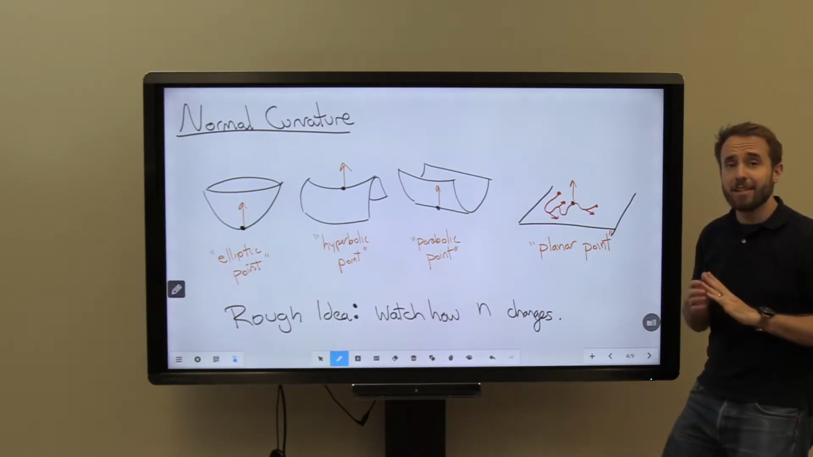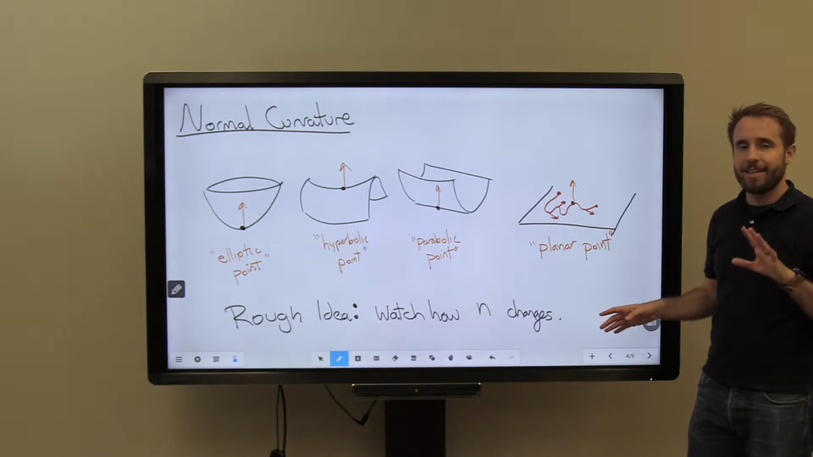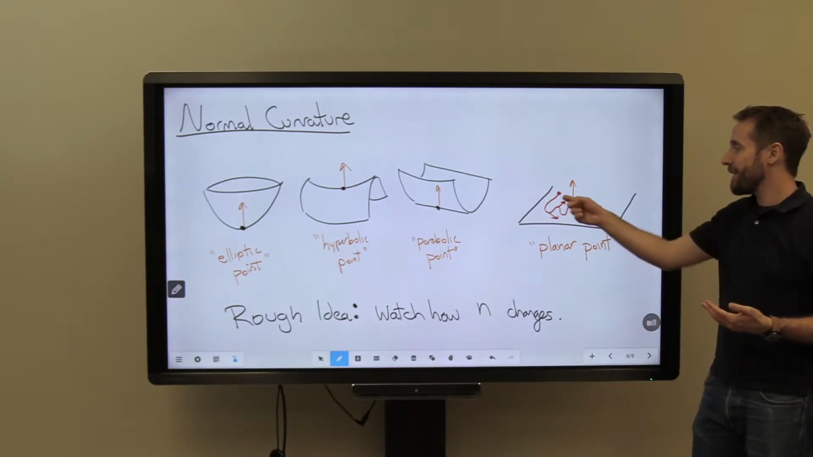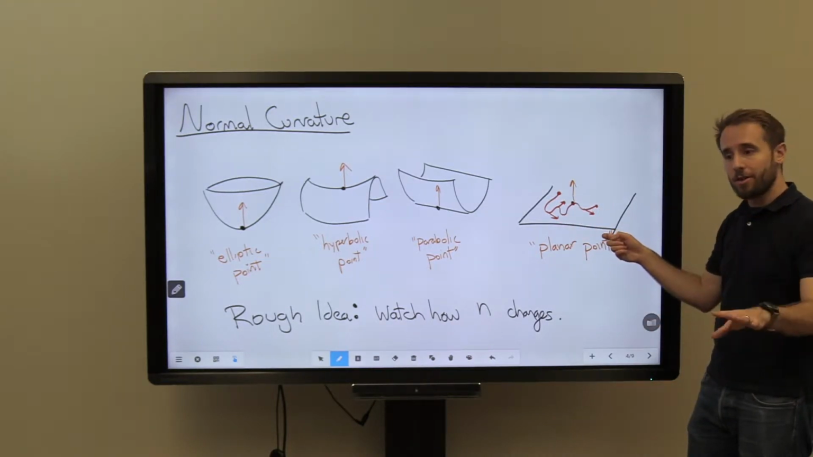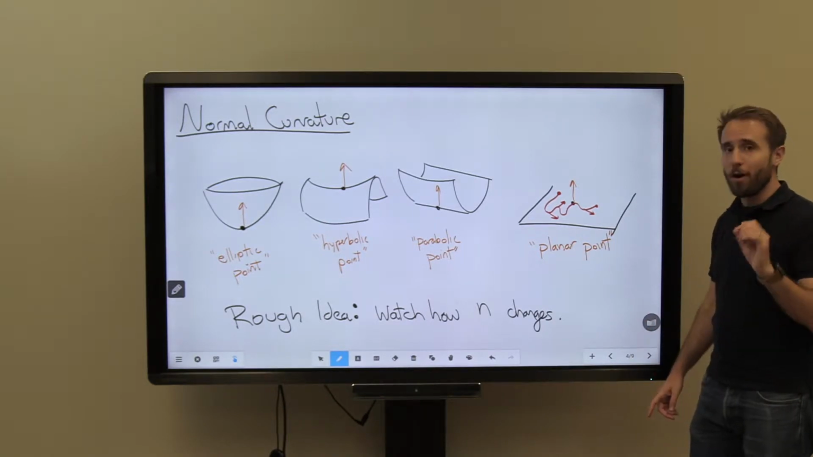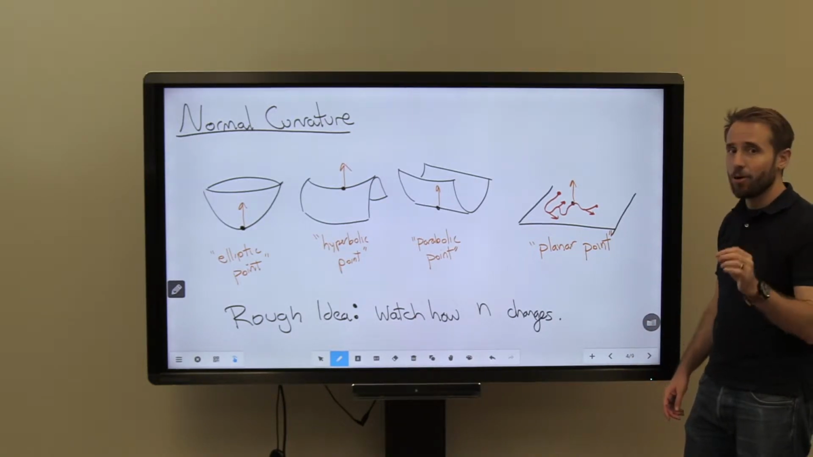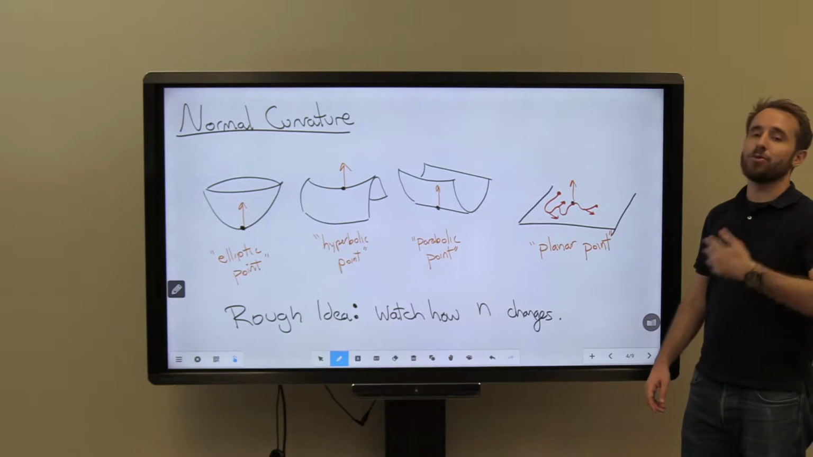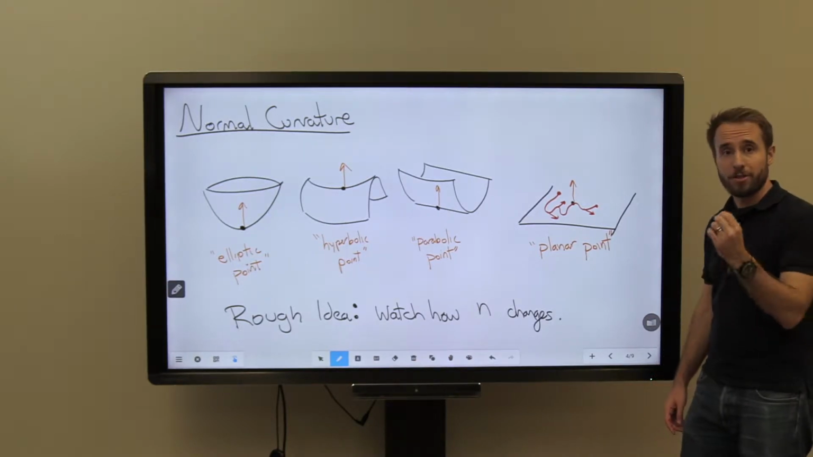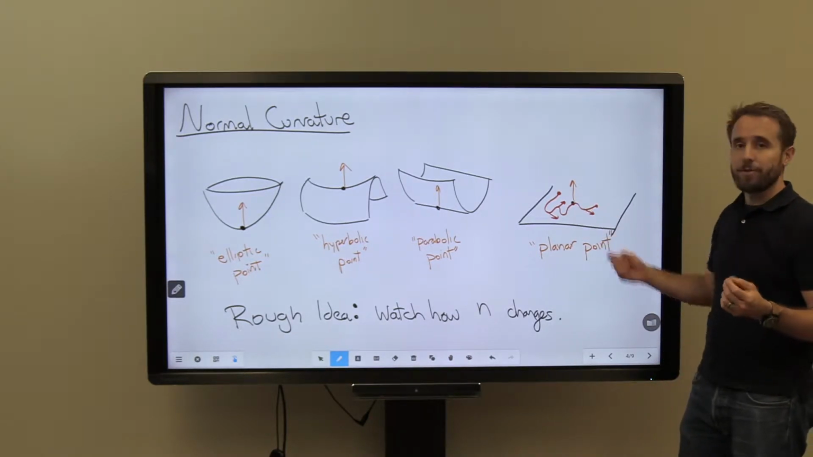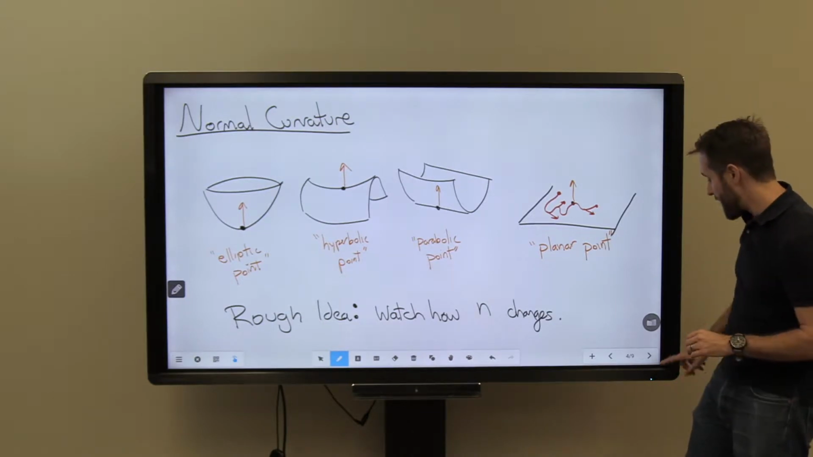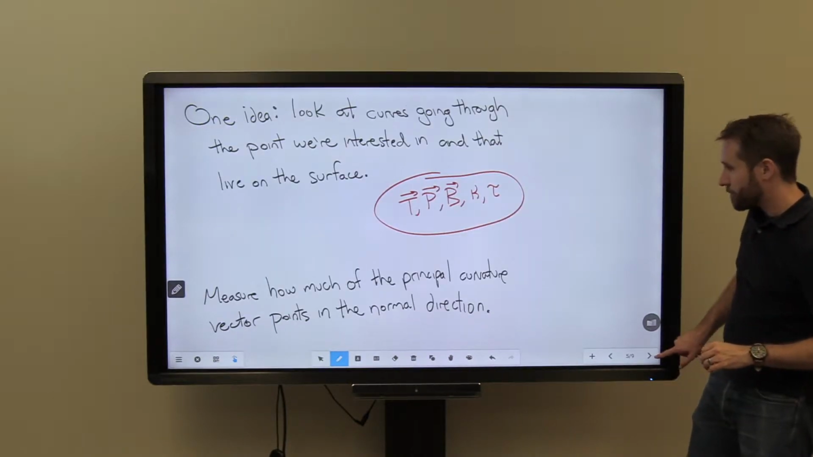So that's all very hand-wavy, but that's sort of the idea that we're going to be getting at here. We can calculate the curvature of such a curve, and we can also figure out what part of that curvature points in the normal direction, and therefore actually is describing curvature of the surface, not just curvature of the underlying curve. So with that, let's take a look.